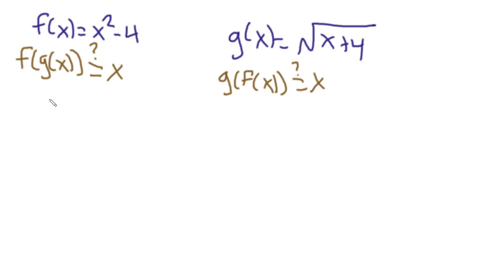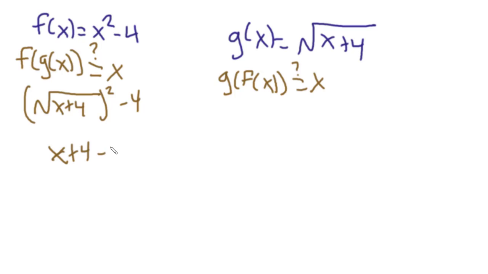Let's look at the left side one. So this says that we're going to plug square root of x plus 4 into x here. So it's going to be square root of x plus 4 squared minus 4. The square and the square root will cancel each other out in this case. So that's x plus 4 minus 4. The 4's cancel, so I'm left with just x. So this one is good.